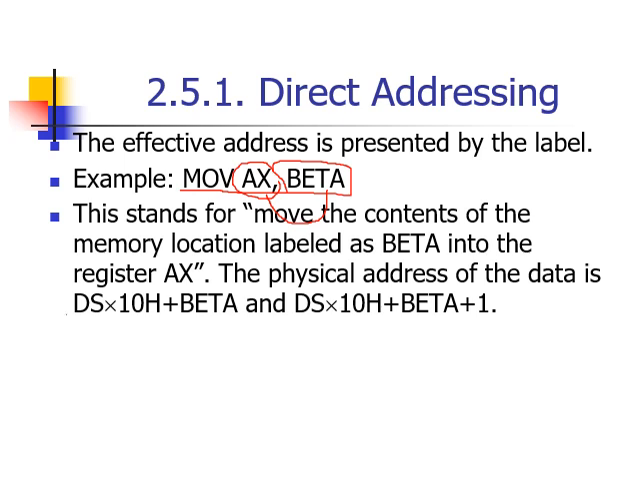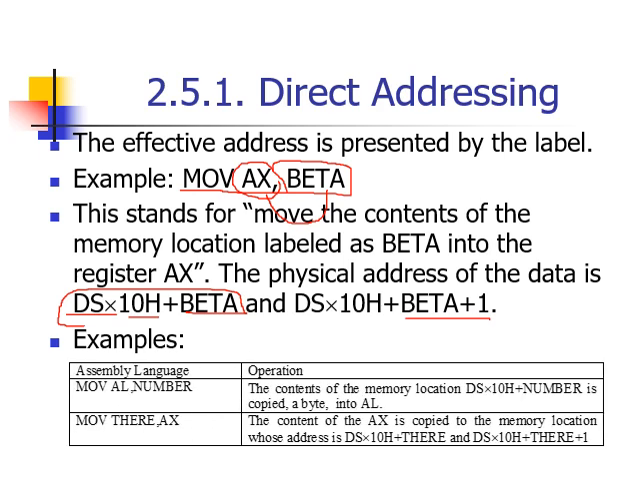So you go first to your data memory segment, multiply the value by 10, and add BETA. This is the first 8 bits to be placed in your AL. Then you go to BETA plus 1, the second 8 bits to be placed inside your AH. Okay, example.